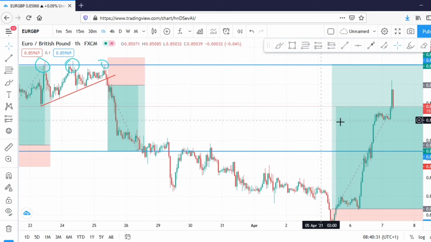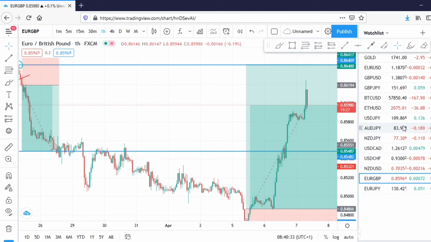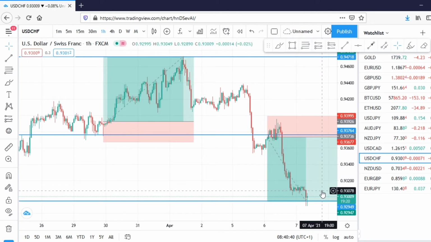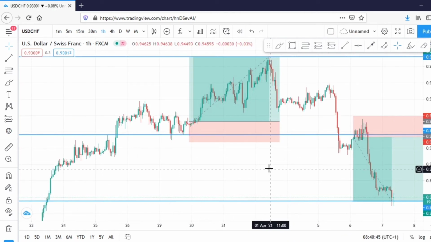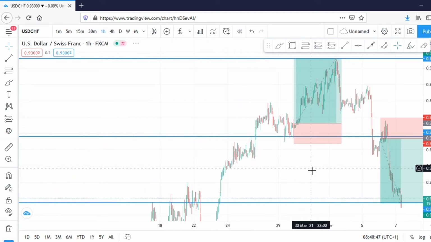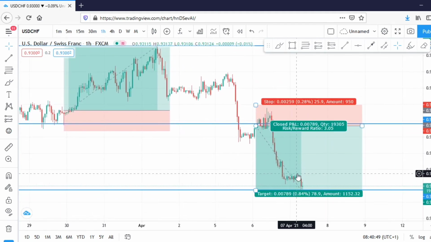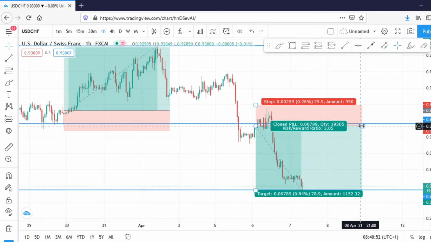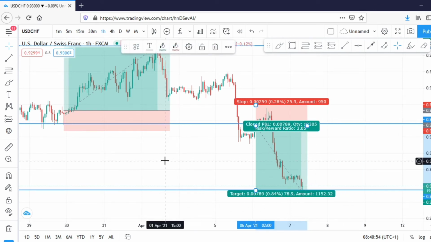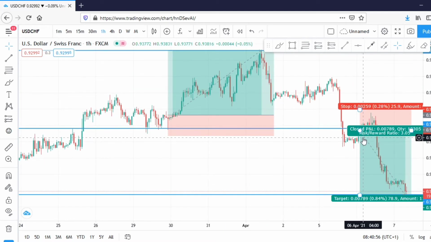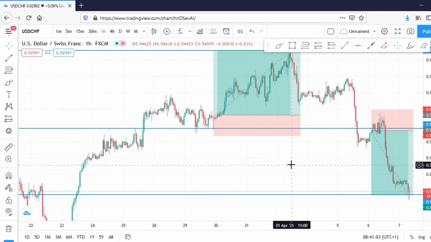Okay, so let me give you another example of how you can apply support and resistance. Okay, let me use euro. Okay, so USD Swiss. Okay, so this is another trade that I took. This trade just hit my take profit, so I'm happy about that. This trade I took yesterday and it just hit my take profit now, so that's good.